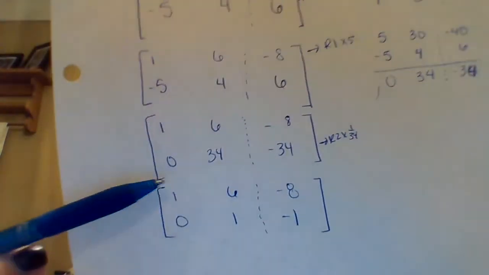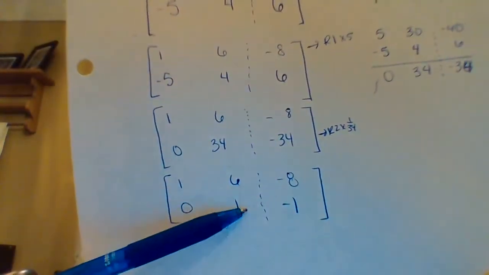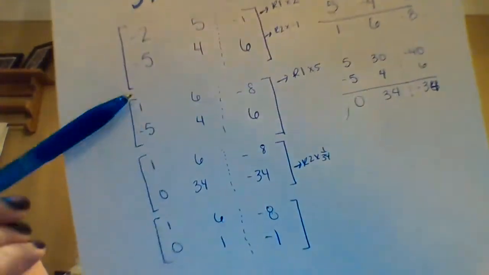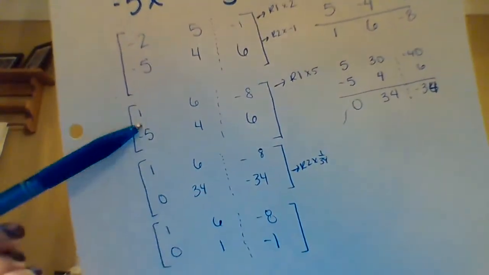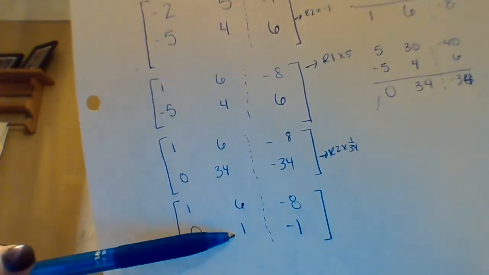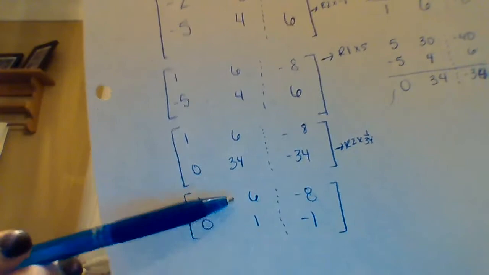So I got my 1, I got my 0, I got my 1 here. This 1, again, same thing just like before. When I had this 1 right here, I'm using that 1 to get rid of that 5. I'm going to use that 1 to get rid of that 6. So I'm going to have to multiply by 6 for sure, but be careful. Do I want to multiply by +6 or -6? All right, so we're going to multiply row 2 by -6.